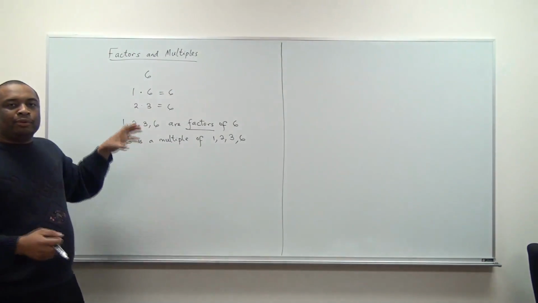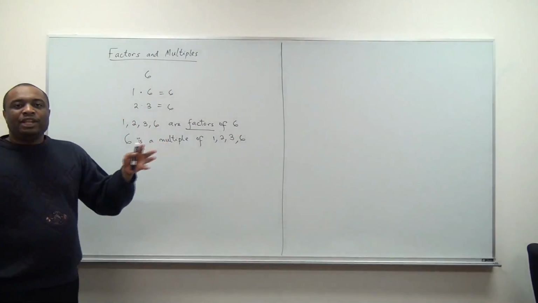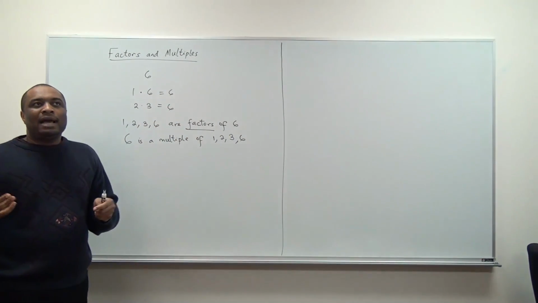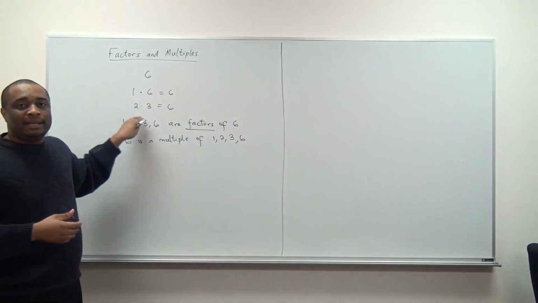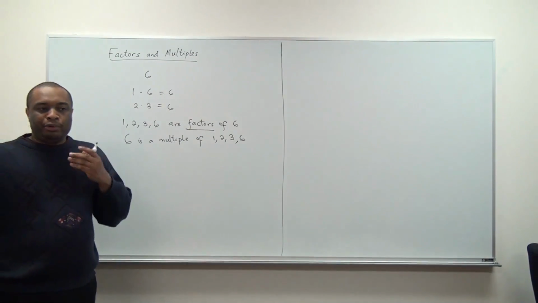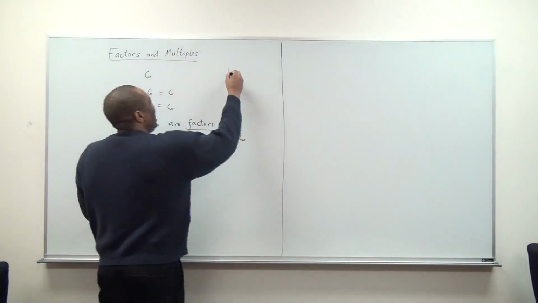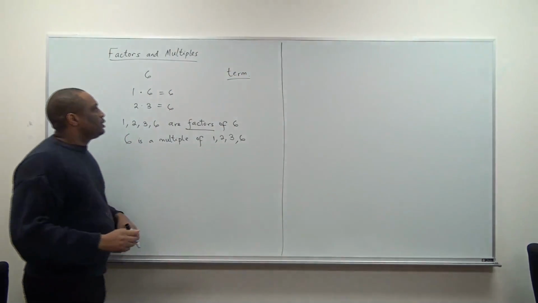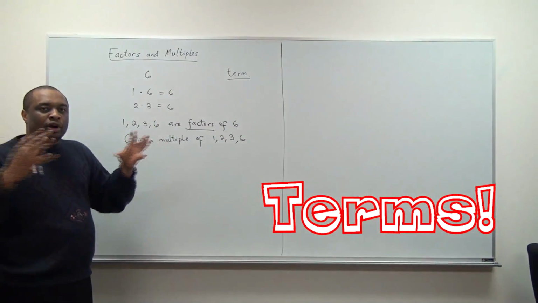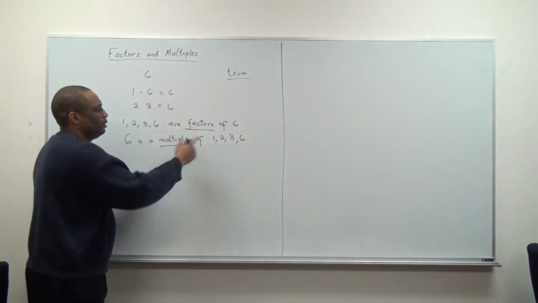So with this example, you can see that factors are terms that you combine to form another term. What I mean by term is, in this case, a term is a number. Now, a term can also be defined as a variable or a product of variables. But in this case, we are looking at terms as numbers. So, 1, 2, 3, and 6 are the factors of 6. They are the terms that you combine to get 6. And because they are factors of 6, 6 is a multiple of them.